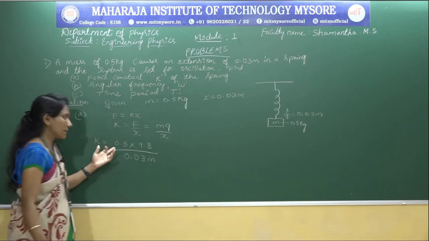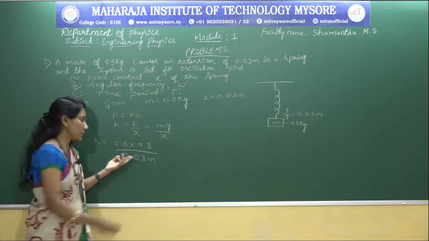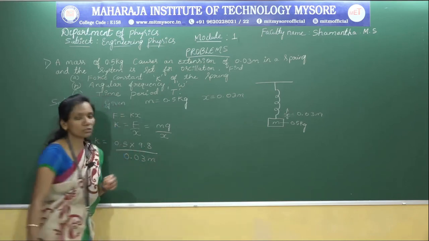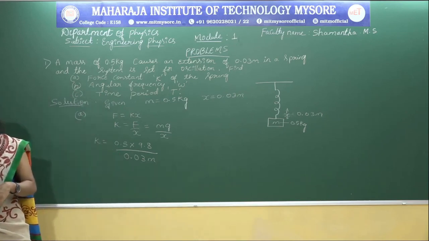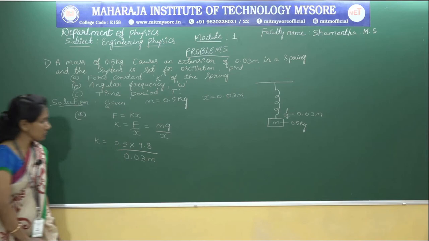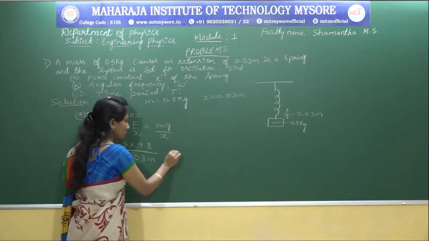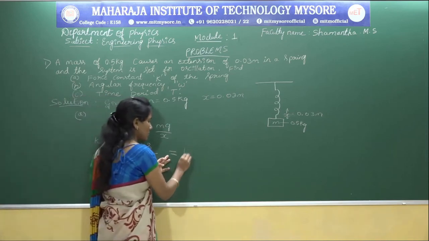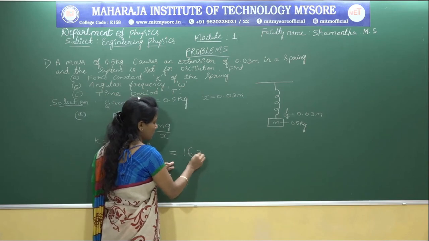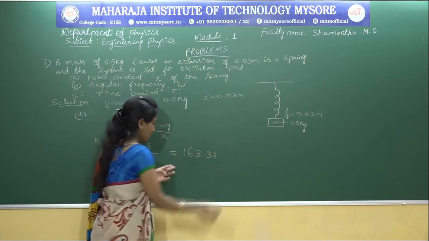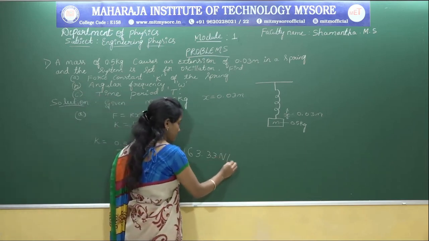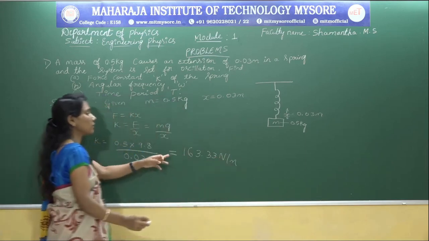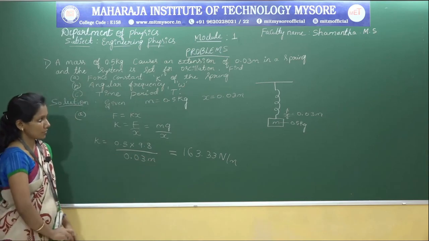Calculating this value, we get K is equal to 163.33. What is the unit for the spring constant? Newton per meter. So the K value we got is K is equal to 163.33 newton per meter.